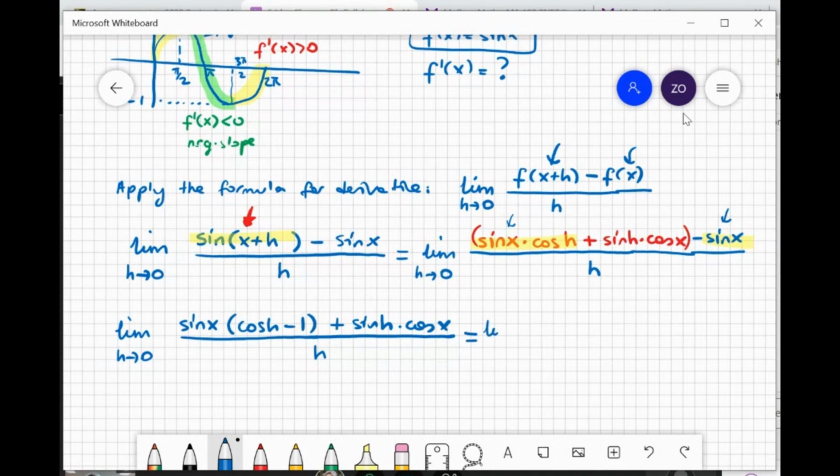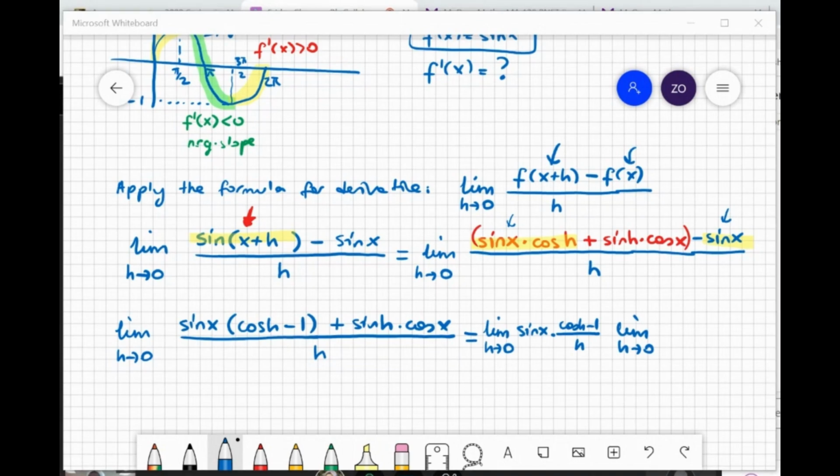Let's separate the numerator into two parts. Remember, the limit of a sum is the sum of the limits, so we can also separate the limit into two parts. The first part will be sine of x times, let me show you from the book.